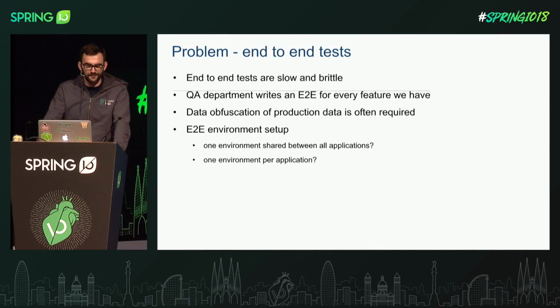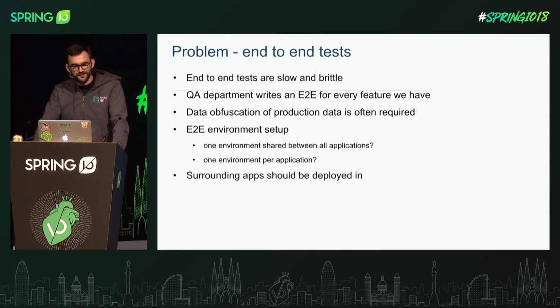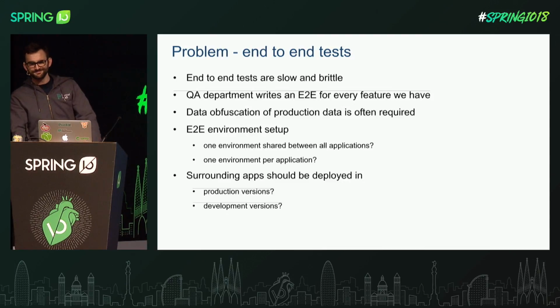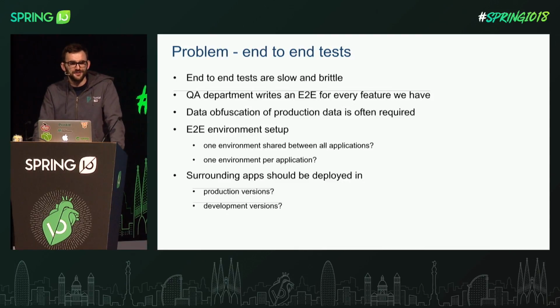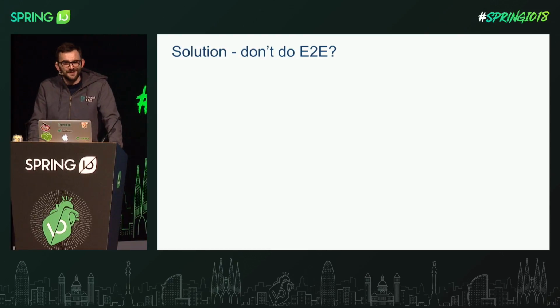But maybe you have a lot of money. Then you have one environment per application. Fair enough. So another question. Should the surrounding apps be deployed in production versions, development versions, or both? Do you test your app against other snapshots or other production versions? That's a good question. Maybe both. So from 500 hours, we went to 1,000 hours because you have to do it twice. That kind of sucks.